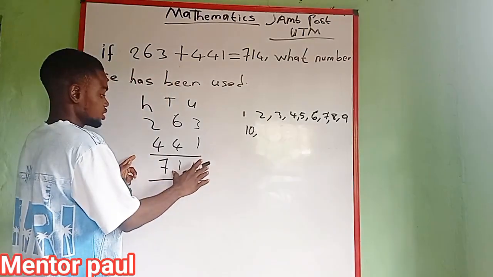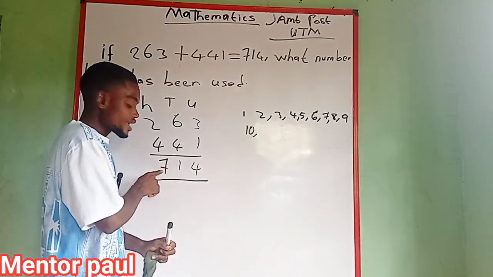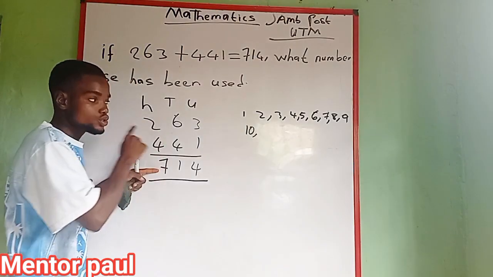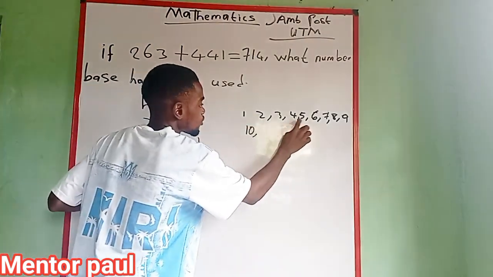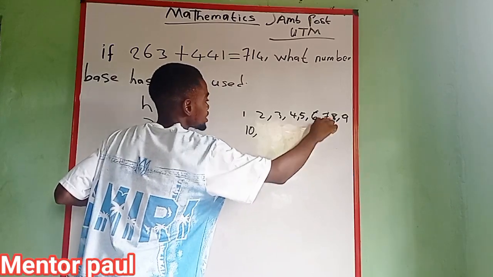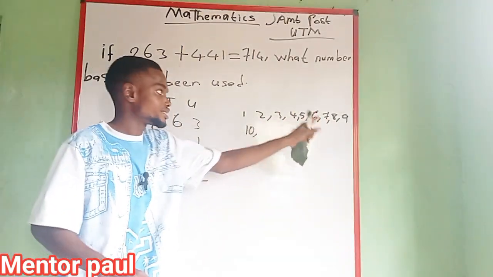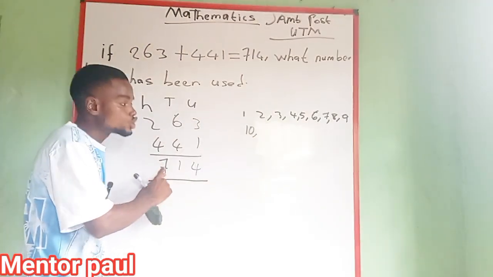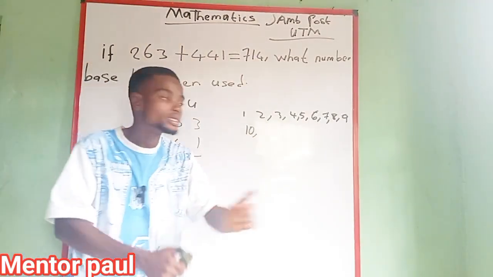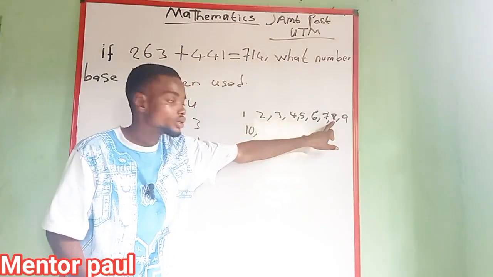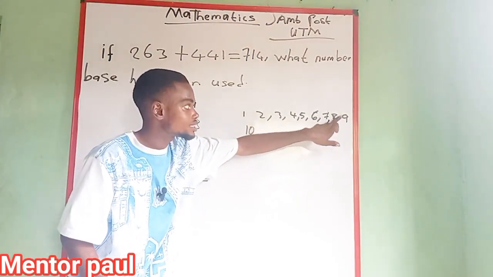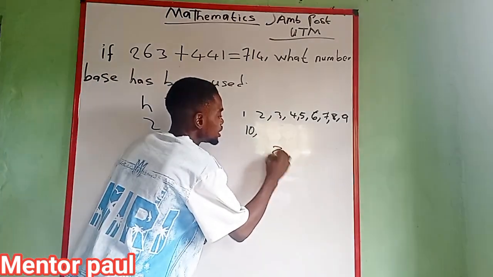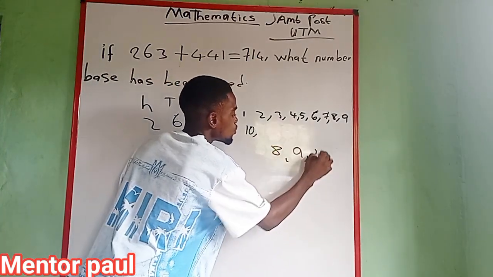Now, if you look at this question here, since the highest digit here is 7, it means that the base used here is greater than 2, 3, 4, 5, 6, and also greater than 7, because the base cannot be 7 when we have 7 as one of the digits. So this base could either be base 8, base 9, or base 10.